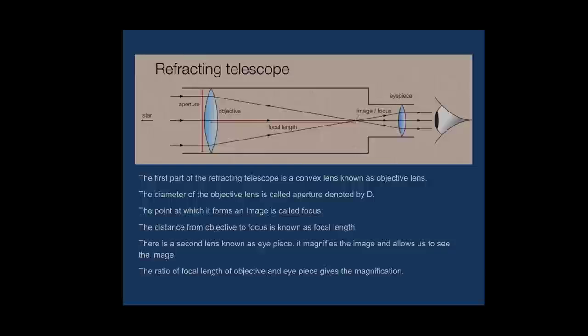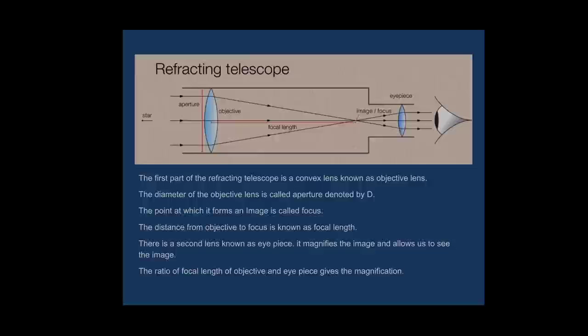Now, in order to inspect this image, we need to employ a secondary lens. This is commonly known as an eyepiece. The eyepiece lets the light rays spread apart once again and then focuses them into an image. So it basically magnifies the image and allows the eye to actually see the image produced by the objective. The eyepiece has its own focal length, and the ratio of the focal length of the objective to the focal length of the eyepiece gives us the magnification.